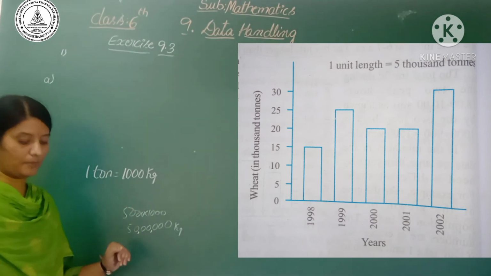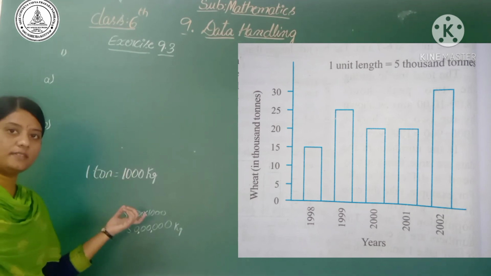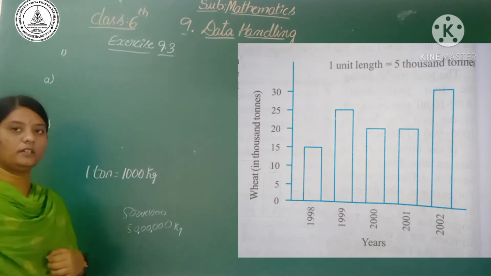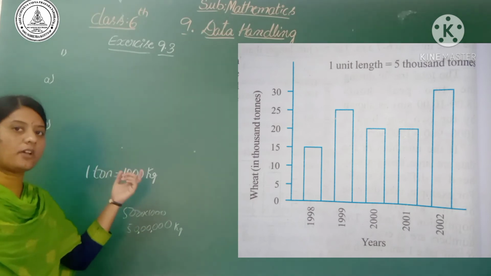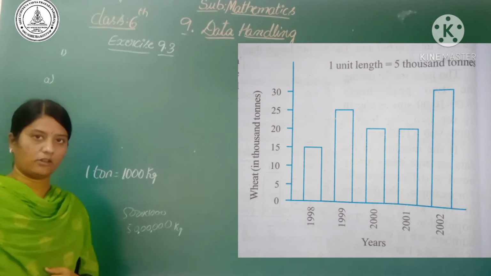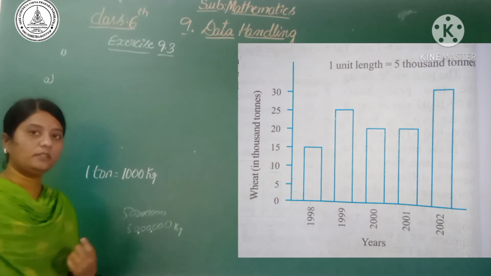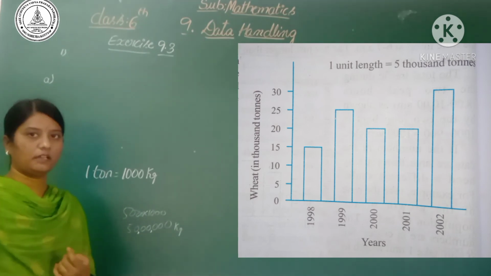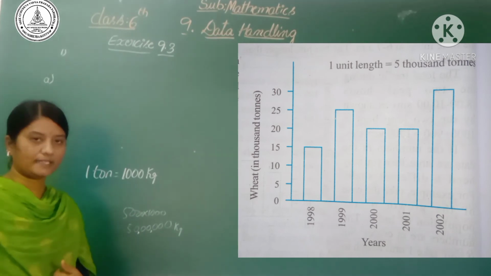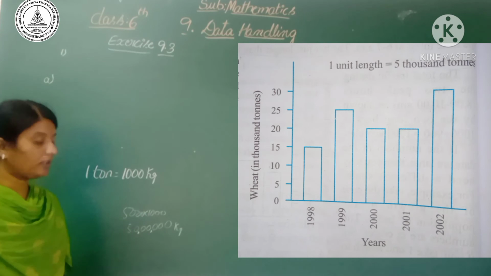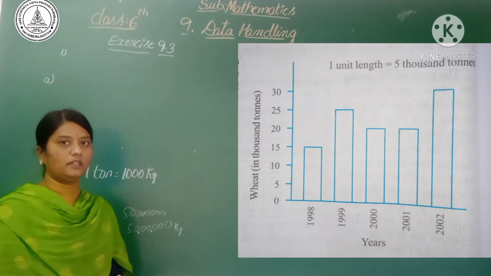First one, in the year 1998 we can see that 15,000 tons of wheat was purchased by the government, and in the year 1999 25,000 tons of wheat was purchased by the government, and in the year 2000 20,000 tons of wheat was purchased by the government, and in the year 2001 20,000 tons of wheat was purchased by the government, right? And in the year 2002 30,000 tons was purchased by the government.